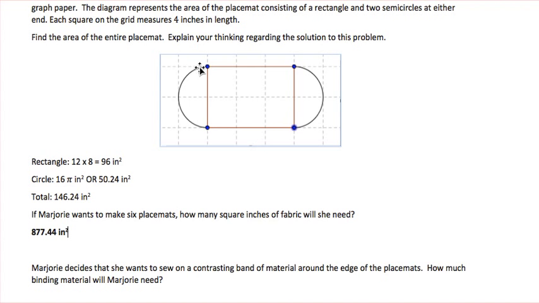Now, if she's going to sew around the outside, we are no longer talking about area, we're talking about perimeter. And this is a special perimeter because we have the two rectangular lengths, but we don't have the rectangular widths because she is not binding around the center of this placemat. She is, however, binding around the outside of these two semicircles, which if we add together would be the circumference of one circle.